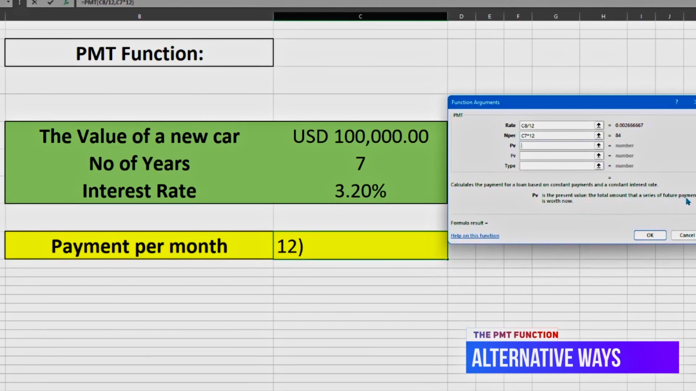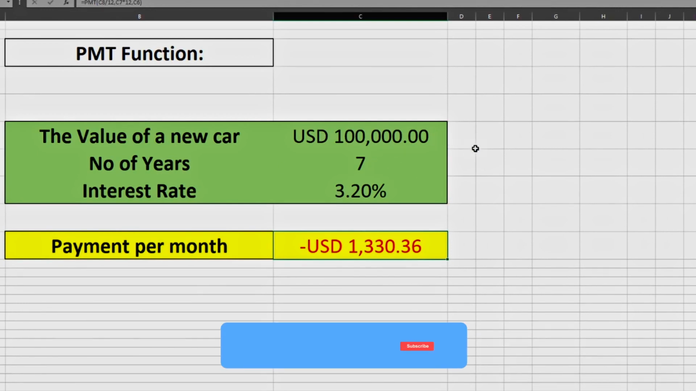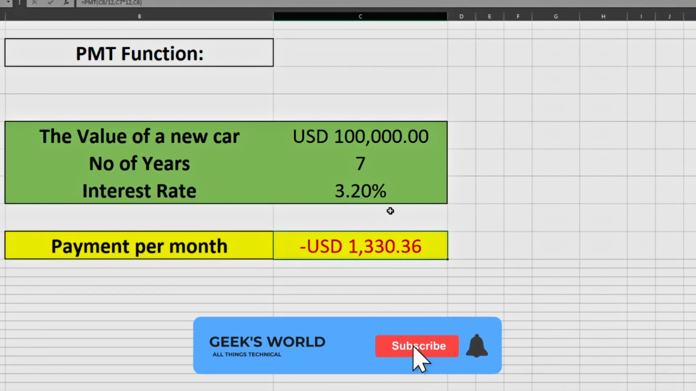PV is the present value, the total amount that a series of future payments is worth now. So it's 100,000. For the next two fields we don't need to do anything, since we are calculating the payment per month and not calculating depreciation or anything. So we are just going to leave them blank and press OK. The answer is going to be a negative value, since this is something that we have to pay and not something that we are getting. So the monthly payment is going to be 1,330.36. We have to pay it every month for 7 years if we are buying a car worth 100,000 at an interest rate of 3.2%.